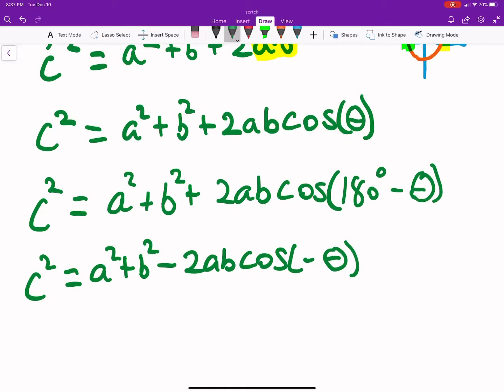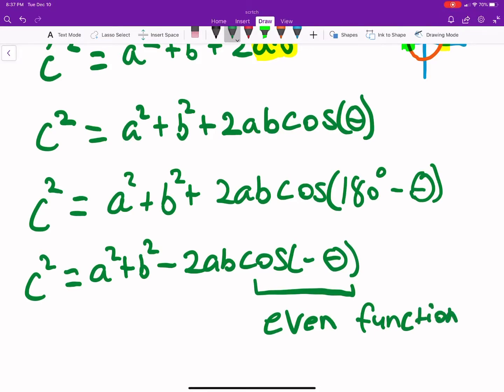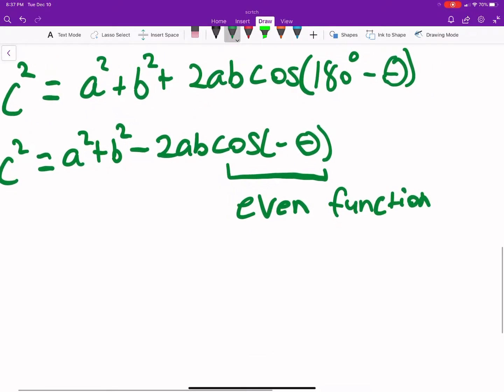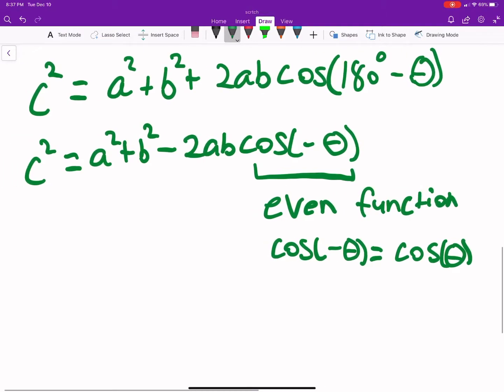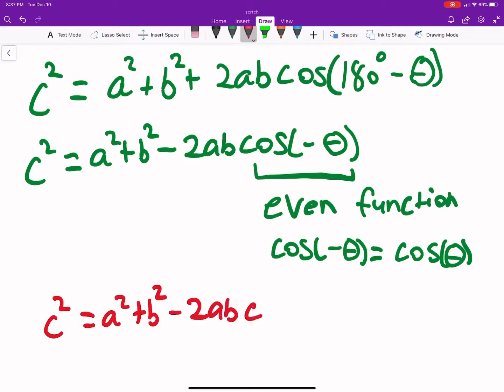And cosine is an even function. So what that means is cosine of negative theta is just cosine of theta. The negative goes away. So c squared equals a squared plus b squared minus 2ab cosine theta. And there we go.